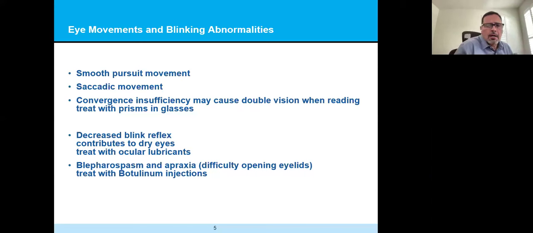Blepharospasm and apraxia are problems that occur when the eyes close and it's difficult to open them. Blepharospasm is a spontaneous closure of the eyelids, so the eyelids close spontaneously or involuntarily, and then you have a hard time opening them. Apraxia, on the other hand, is when you close your eyes purposely, but then you have a hard time opening them. And if you are experiencing any of these conditions, they can be treated with botulinum injections. And of course, for that, you would need the assistance of a healthcare professional.